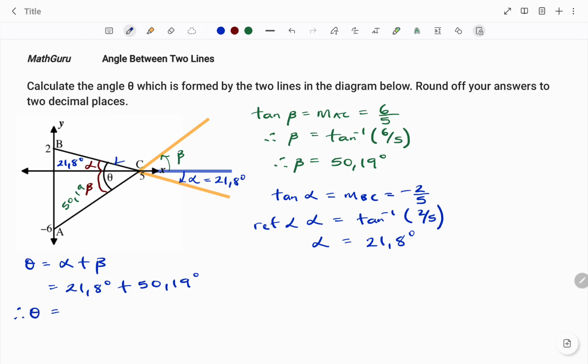50.19 degrees. Therefore, the value of theta equals 71.99 degrees. Note that we are asked to round off our answers to 2 decimal places, and that's what we have.